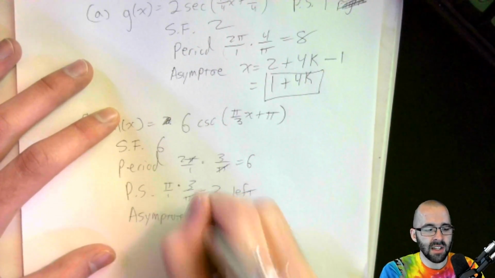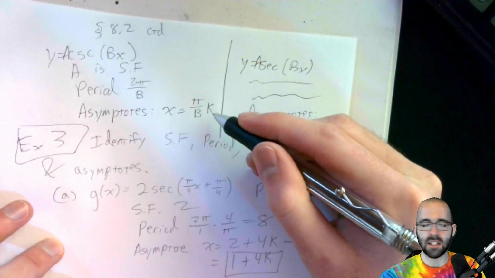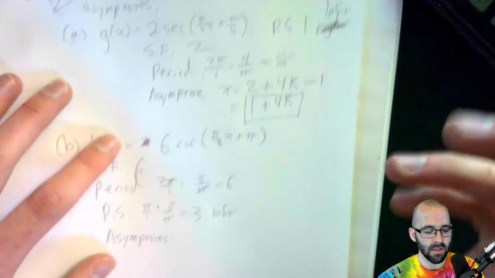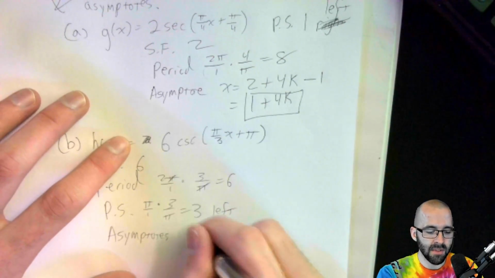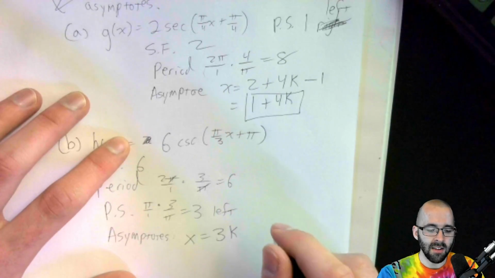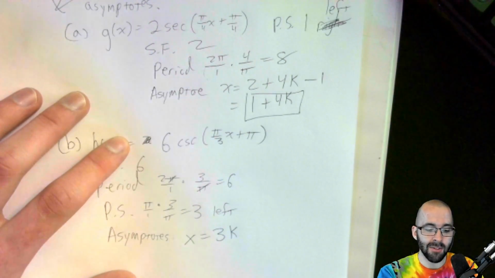All right, and the asymptotes. Now we're dealing with cosecant. It's a different formula. For cosecant, it's just always half of the period times k. So x is going to be half of the period, which is 3 times k. But we're not going to forget our phase shift.